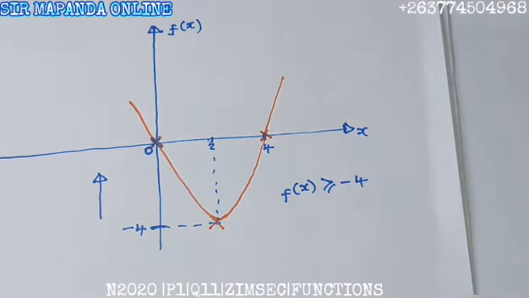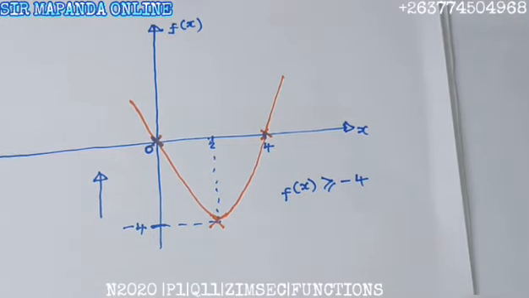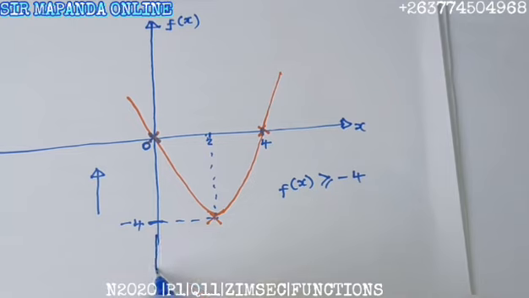So what is range? Range represents the values of f of x or the values of y, which makes the function valid. So below minus 4, we do not have the values of y, which are part of the graph. So the values of y, which are part of the graph, are starting from minus 4 upwards. So your range is f of x is greater than or equal to minus 4. I hope you are following.